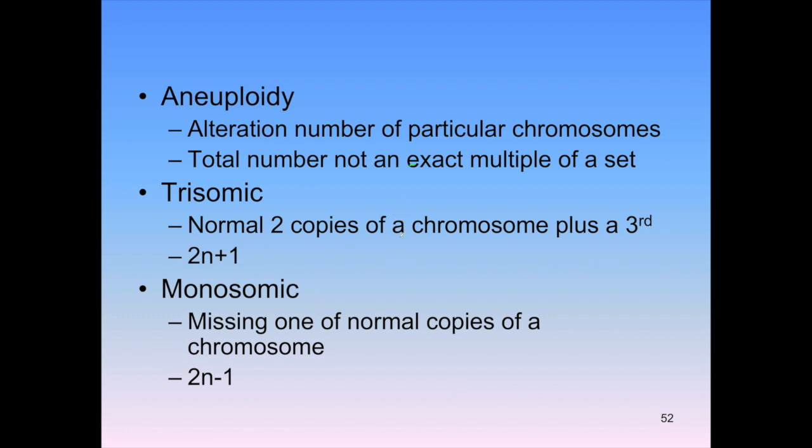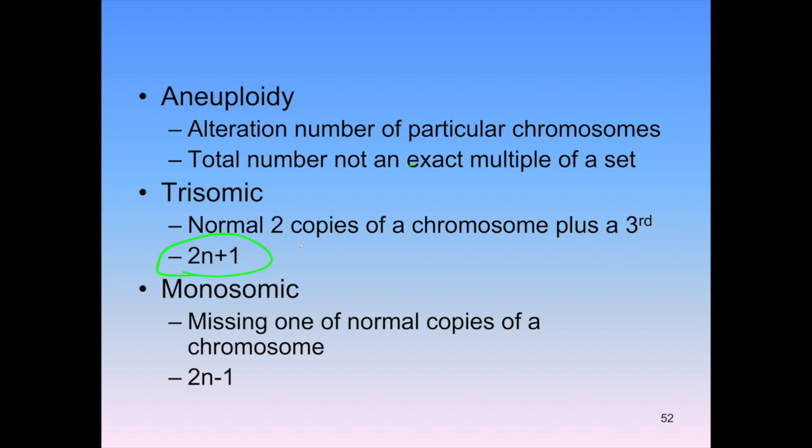Aneuploidy is where there's an alteration in the number of chromosomes. So they don't really have an exact set; they go by a total number of chromosomes. Trisomy is when we have a normal 2 copies of a chromosome, but then we end up with a third. So trisomy is called a 2n plus 1.